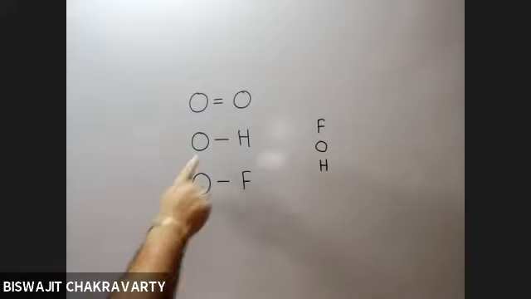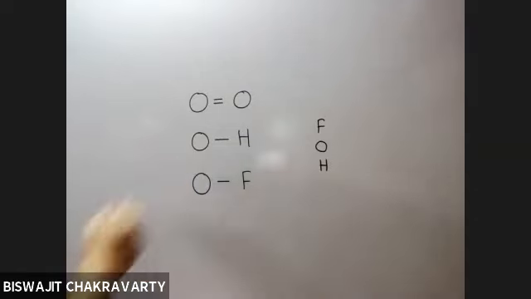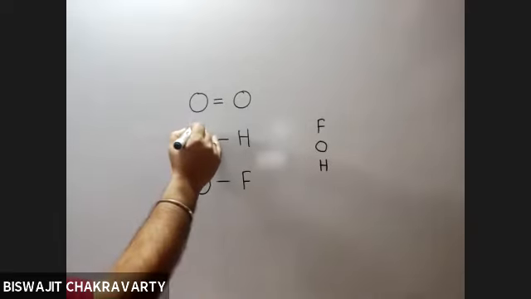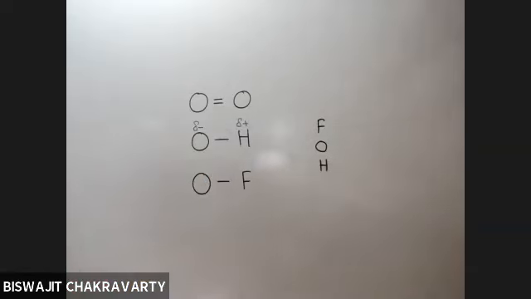Now, in the second and third examples, both of them are polar covalent bonds because the atoms are different. Yes or no? But out of oxygen and hydrogen, who has greater electronegativity? Oxygen. So shouldn't I put delta minus on it and delta plus on it? But out of oxygen and fluorine, who is more electronegative? Fluorine.